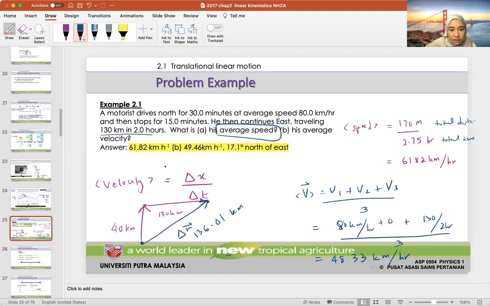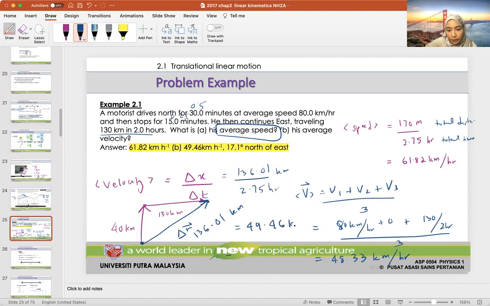So total time is still the same: 30 minutes, 15 minutes and 2 hours. So this is 0.5 hour, this is 0.25 hour and 2 hours. So you get 2.75. So 136.01 over 2.75 hours. This is change in displacement over the change in time. So divided by 2.75, you get 49.46.